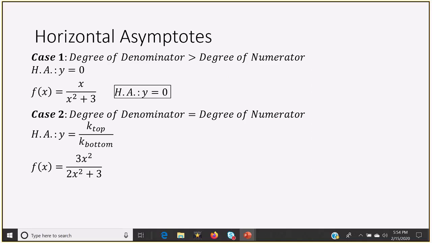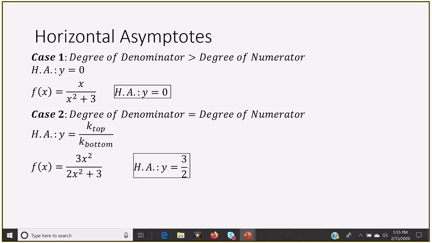Here I have a rational function. My degree on the top is 2, my degree on the bottom is 2. My leading coefficient on the top is 3, it's what's next to my x squared. My leading coefficient on the bottom is 2. It's what's next to my x squared. I don't really care about that plus 3. That doesn't affect my horizontal asymptote. So take those 2 numbers, put them over each other, reduce them if need be. In this case, they don't reduce. It's just 3/2. That's your horizontal asymptote.